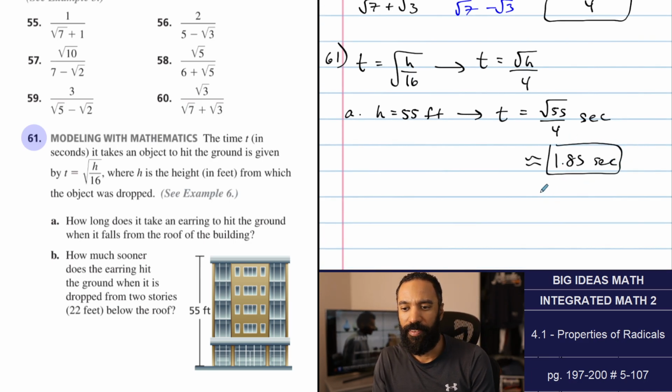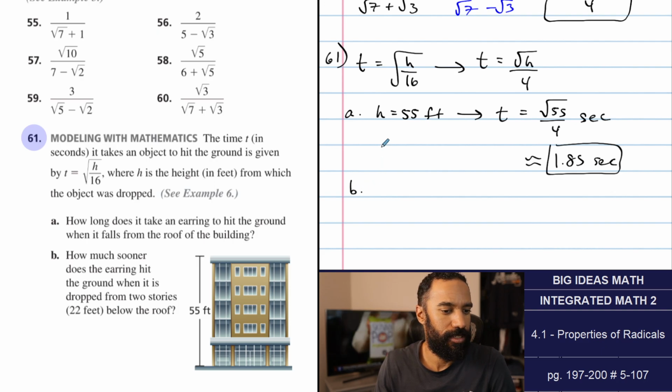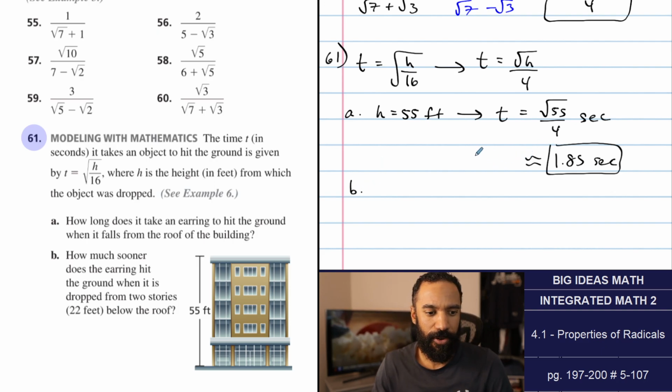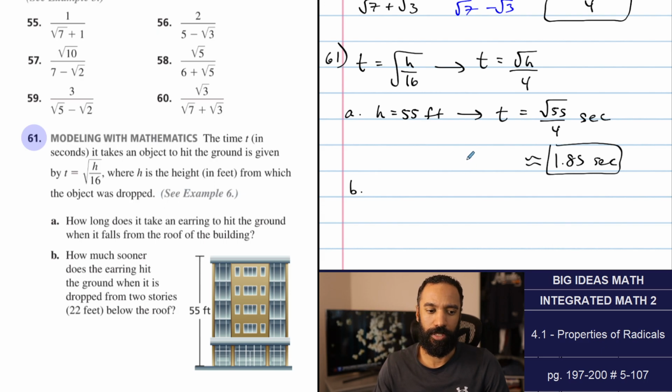Yeah, that earring might get a little bit of air drag, but that's not coming into effect. How much sooner does the earring hit the ground when it's dropped from 2 stories below the roof?